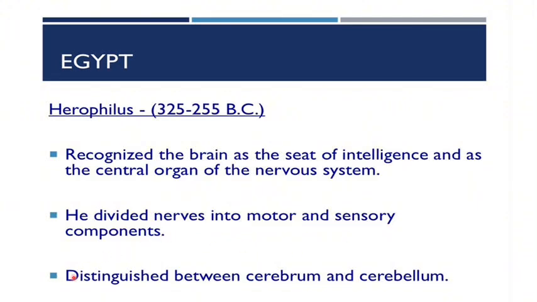He was also the first to make a dichotomy between the cerebrum and the cerebellum, which are found in the brain. All right, Herophilus distinguished between cerebrum and cerebellum, divided nerves into motor and sensory components, and also recognized the brain as the seat of intelligence and as the central organ of the nervous system.